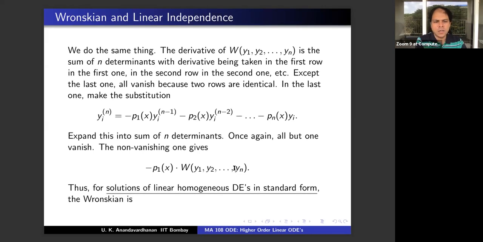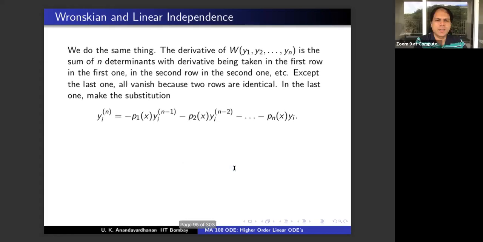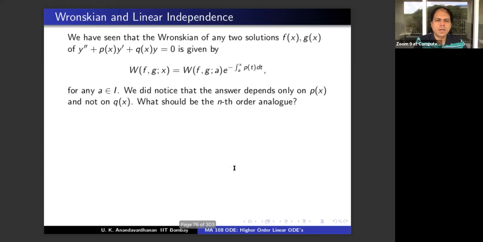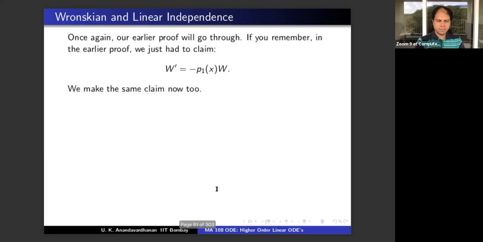The Wronskian is either never zero or always zero. Why? The proof is Abel's identity, because this part is never zero. E to the power something is never zero. So if it vanishes at one point, then it vanishes everywhere. If it does not vanish at one point, then it does not vanish anywhere. This follows from Abel's identity.